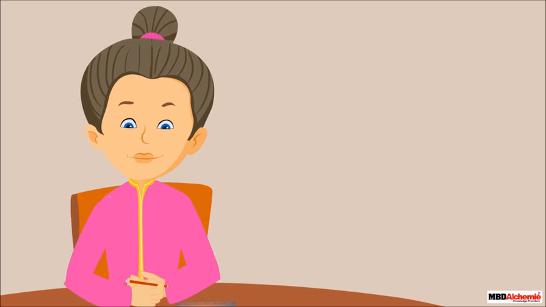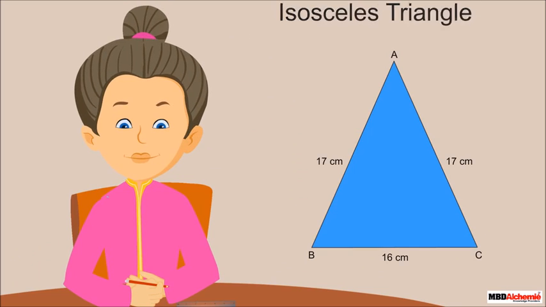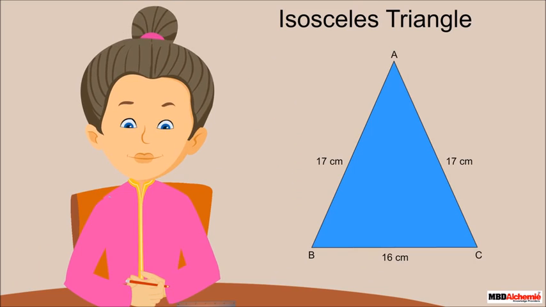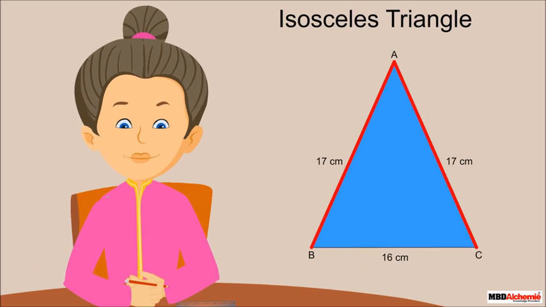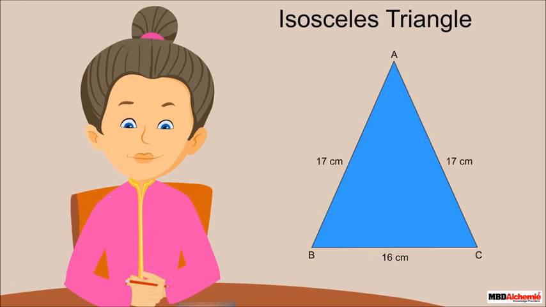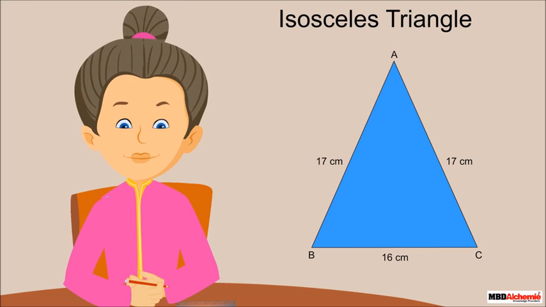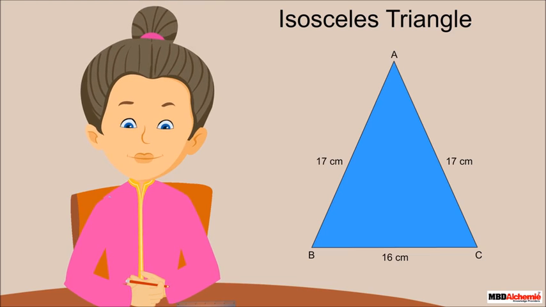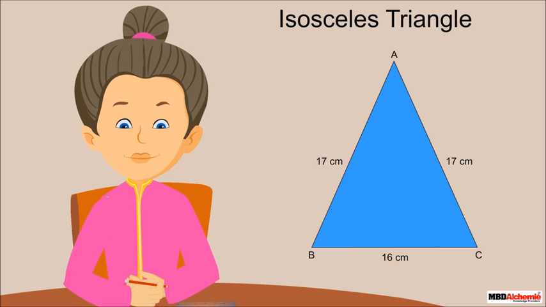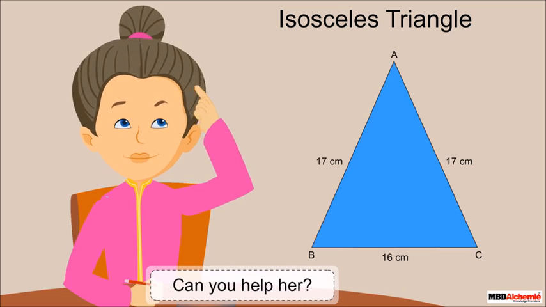Then Sophie says, the given triangle is an isosceles triangle because its two sides are 17 centimeters each. I can find the area of an isosceles triangle, but first I need to find the height of the given triangle. She recalls how she can find the height of an isosceles triangle. Can you help her?